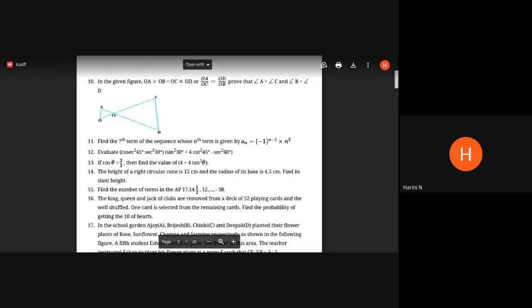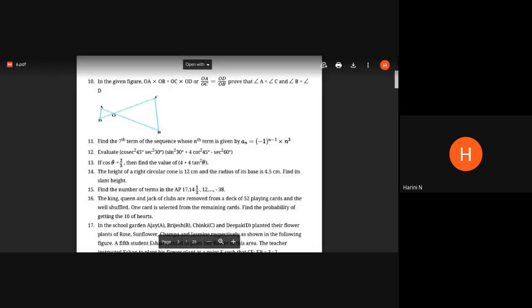The first three basic ratios are sine, cos, and tan. Once you know the specific angles with respect to sine, cos, and tan, then the remaining three are reciprocal ratios. So you just have to take the reciprocal of those values. With that, I will allow you to do the problem and get back to me with the solution.